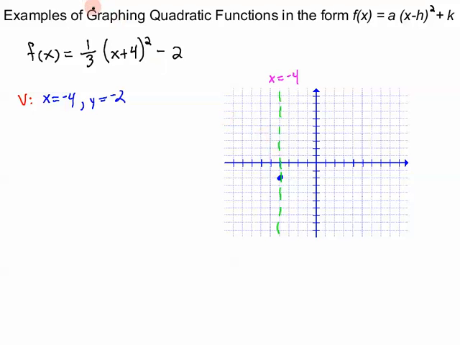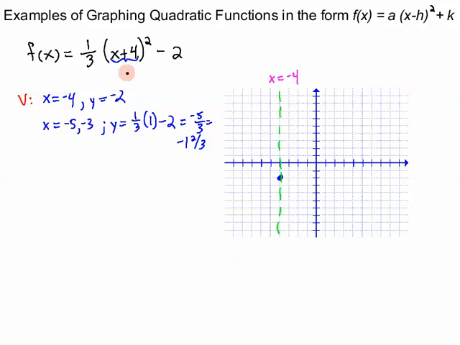Now I need to find some symmetric points, so I'm going to go one to the right of my vertex and one to the left of my vertex. So I'll look at when x is negative 5 or negative 3, they're going to give me the same y value because they are symmetric. Y would be, if I plug in the negative 5, this is negative 1, but I square it, I get a positive 1. So I end up with 1/3 times 1 minus 2, and that's 1/3 minus 6/3, which is negative 5/3. Negative 5/3 is negative 1 and 2/3.